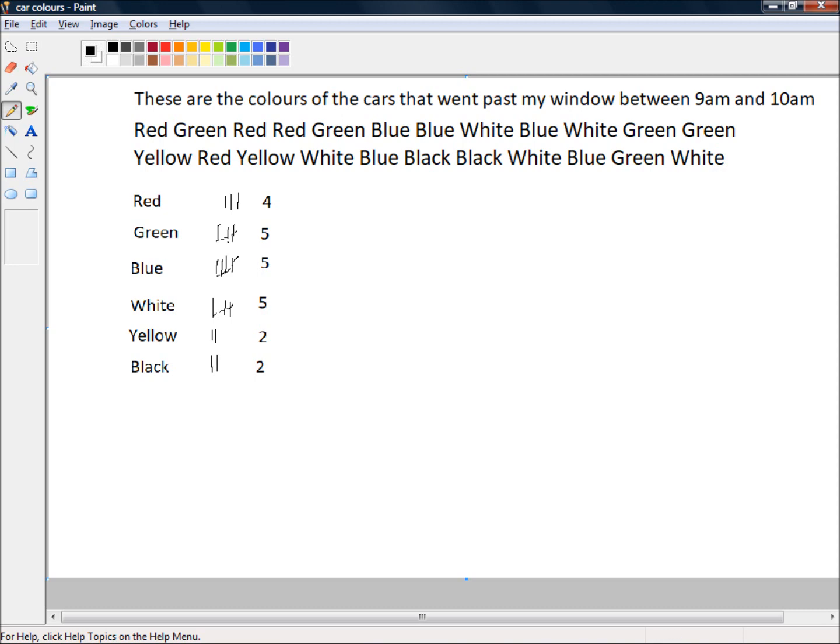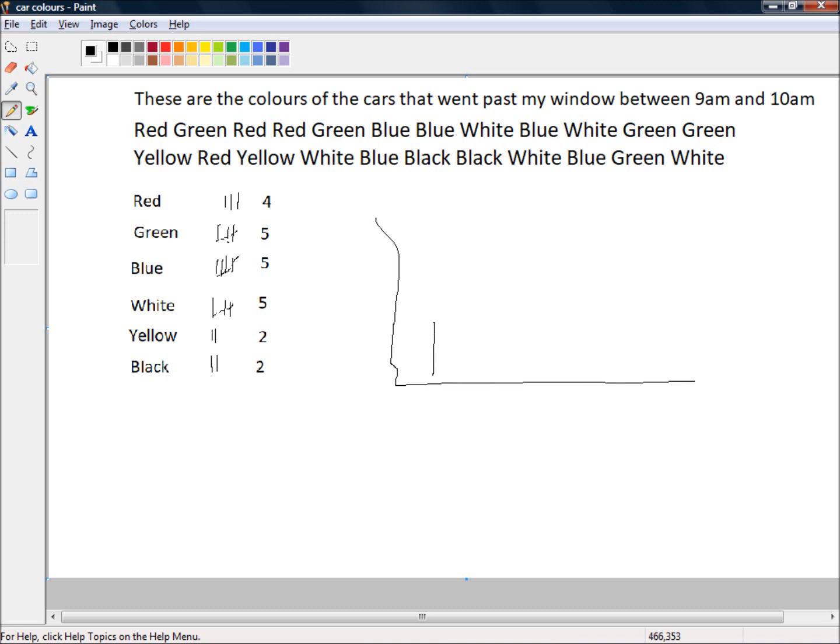Okay, so the first thing I want to think about is my orientation. Do I want my chart to have the frequencies going up and down, or do I want them going left to right? Well, I've got 1, 2, 3, 4, 5, 6 categories, and the frequency goes up to 5, and I've got more space going across than I have going up. So I think I'd like it in the form of a column bar chart rather than a row bar chart. So I will have it looking something, that I cannot draw a straight line.